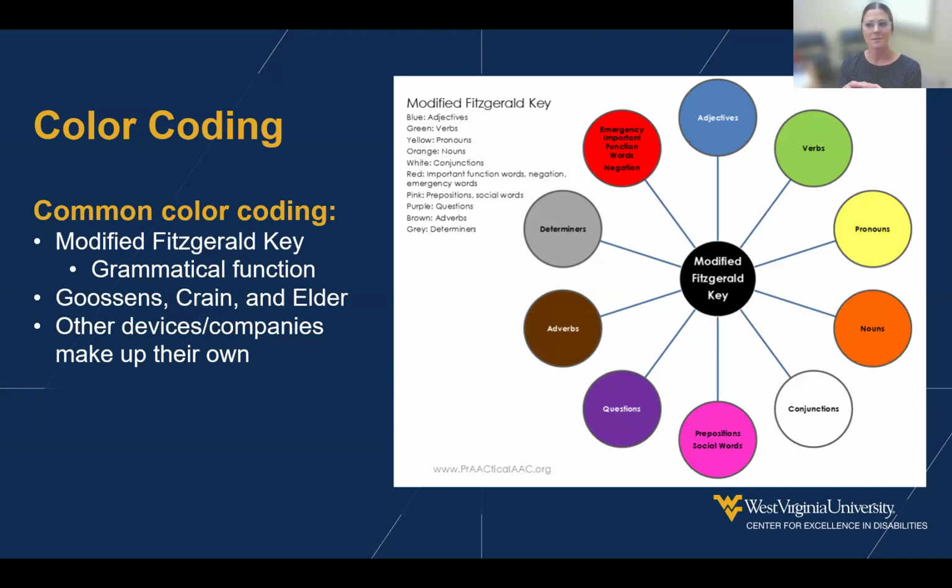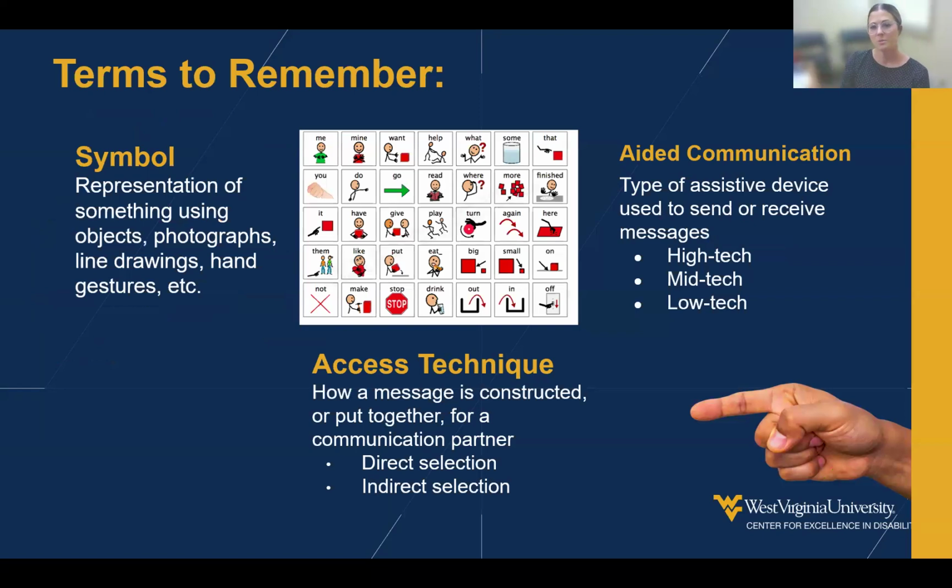And if you're adding symbols to a device or printing new pictures that need a color code, it's important to know what code already exists, and then ask your SLP for some assistance if you're not sure which color code it needs to go with, or Google it. Just kind of look it up. Just something to keep in mind, because you don't want a device to get really confusing based on the color code if you're not following it. Hopefully that makes sense.